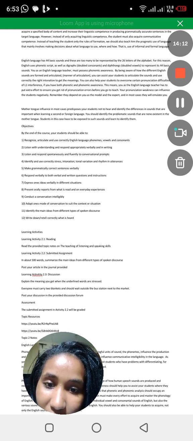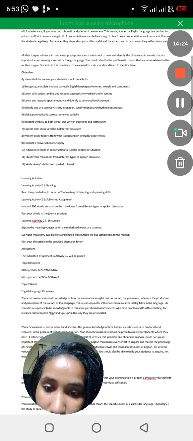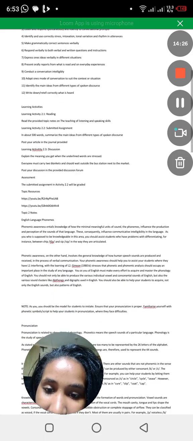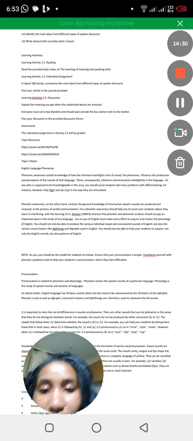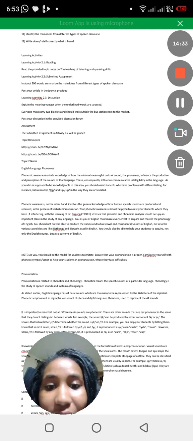Phonetic awareness, on the other hand, involves the general knowledge of how human speech sounds are produced and received. In the process of verbal communication, your phonetic awareness should help you assist your students where they have language 1 interference with the learning of language 2. So let's now see pronunciation.